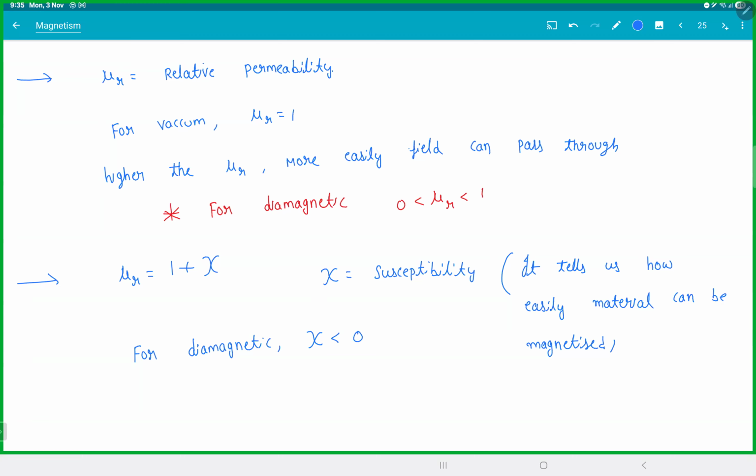There, that's about your diamagnetic materials. Clear this? Take a break, come back by 9:40. We'll continue from here. We've got more theory.